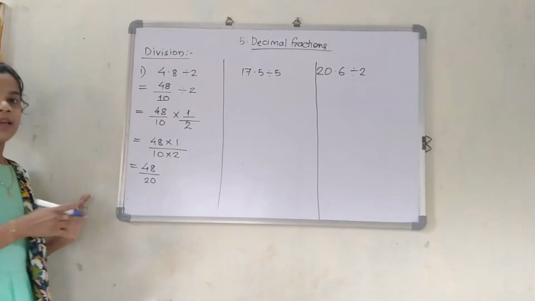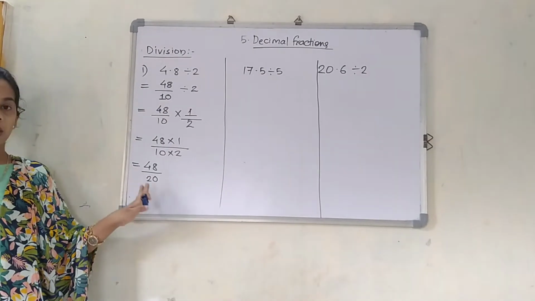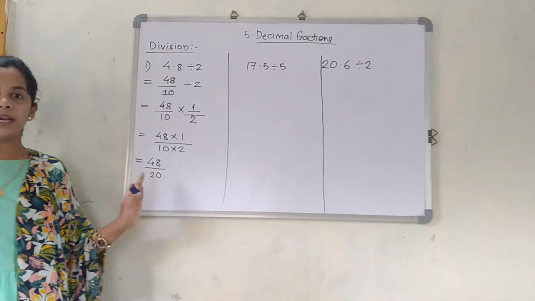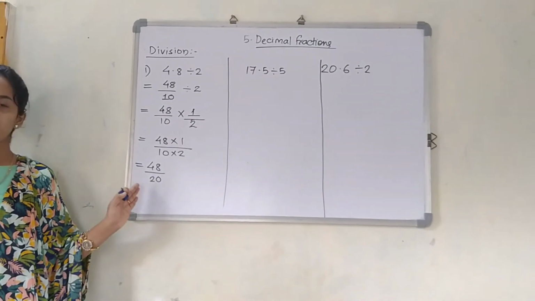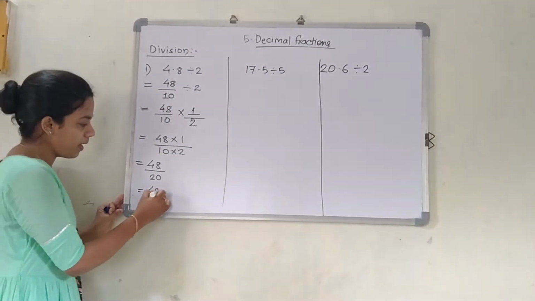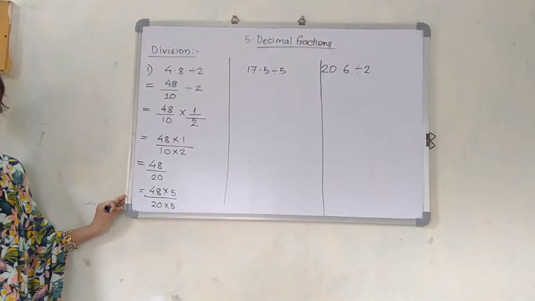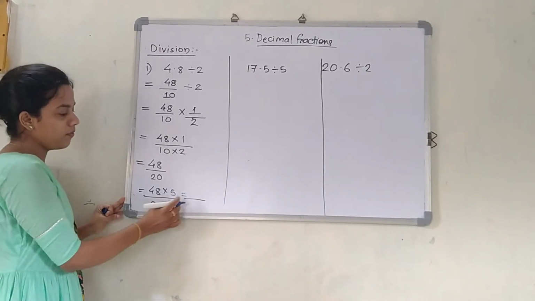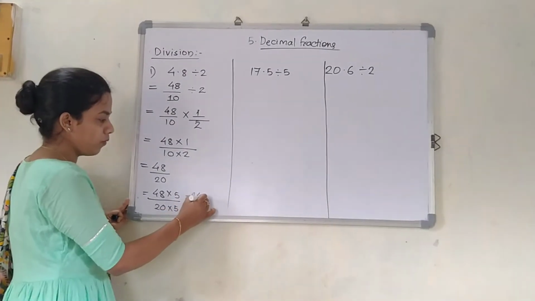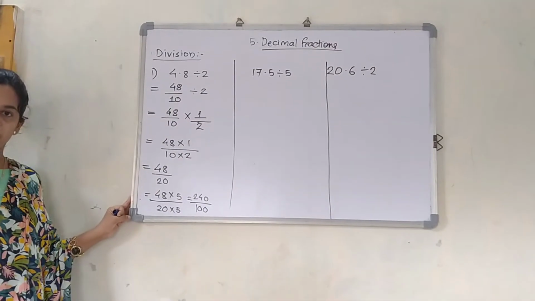20 I can convert into such a number so that I will get a decimal fraction. For example, the nearby numbers to 20 are 10 or 100. If I take 10, I am supposed to divide this 20. If I take 100, I am going to multiply this 20. So what will we do? We will multiply the denominator by 5. Why? Because 20 times 5 is 100. So 20 times 5 is 100 and 48 times 5 is 240. So now 240 upon 100 is a decimal fraction.